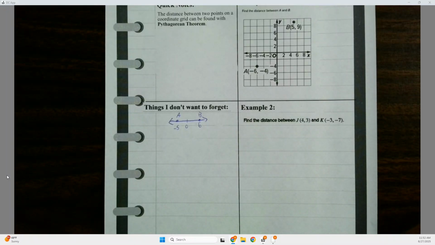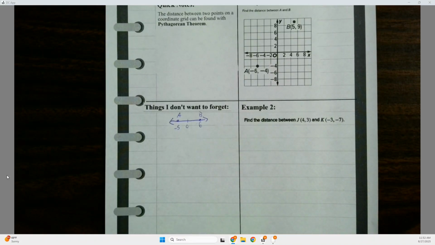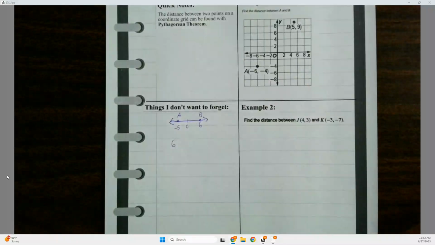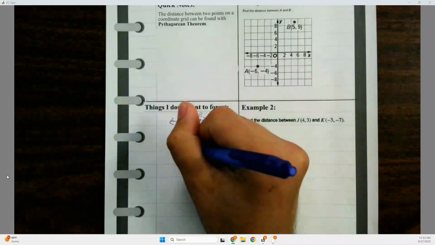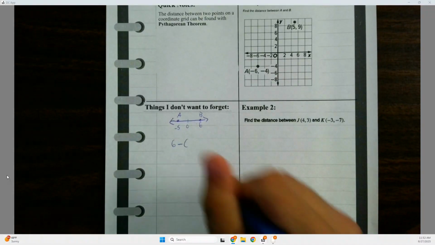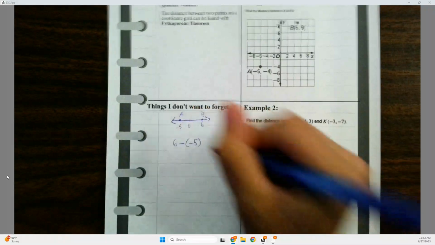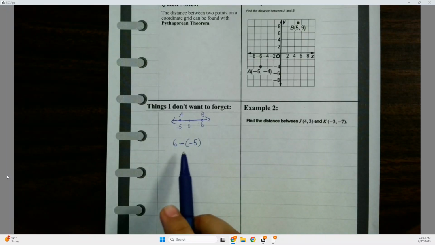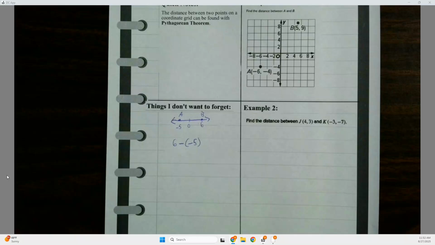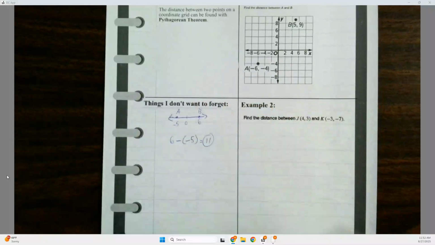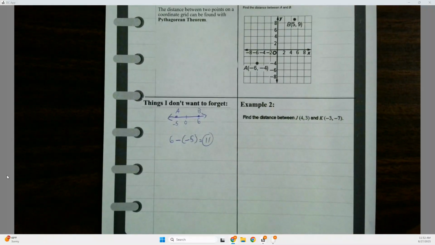But another thing we could do, and this is the traditional way of doing this, is we're going to take the largest of my numbers. I'm going to take B, I'm going to take 6, it's my largest of my numbers. And I'm going to subtract it with the smaller of my two numbers, minus -5. And if we remember our integer rules, if we have two negatives, that makes a positive. So 6 plus 5 is 11.